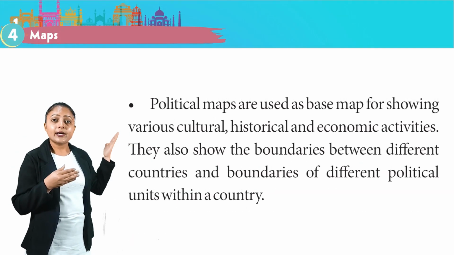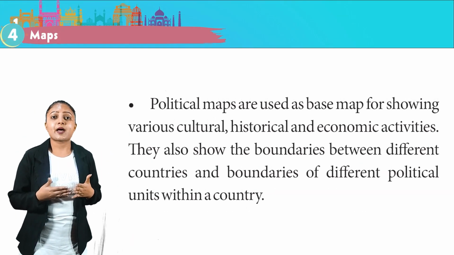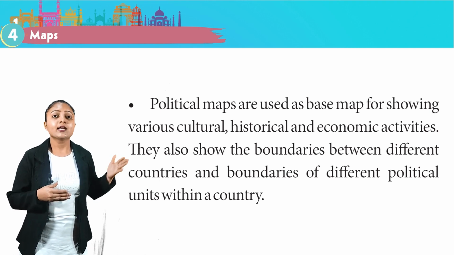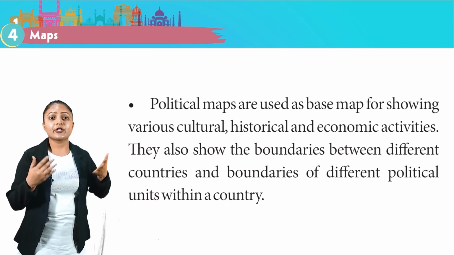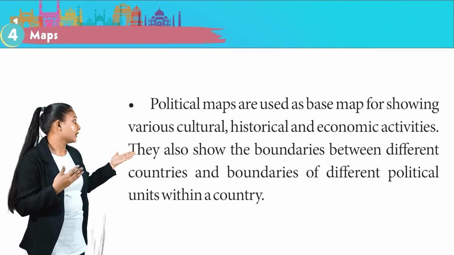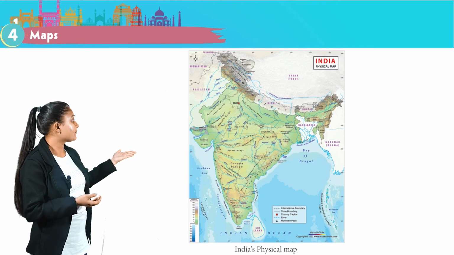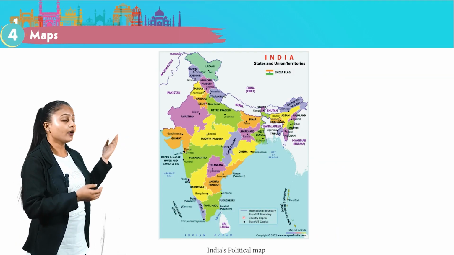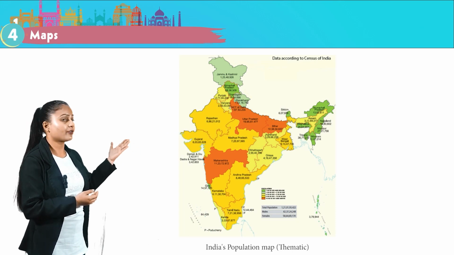Political map. Political maps are used as base maps for showing various cultural, historical, and economic activities. They also show the boundaries between different countries and boundaries of different political units within a country. This is the physical map of India. This is the political map of India. And this is the thematic map of India.